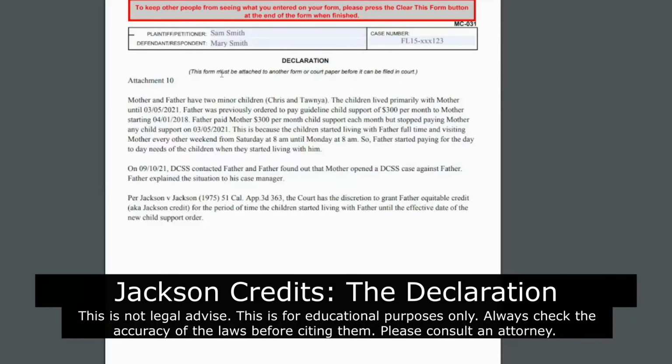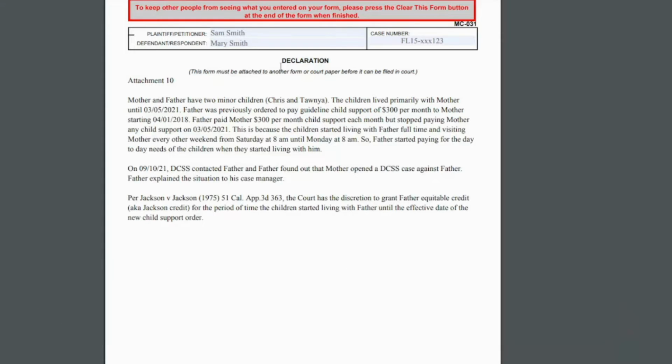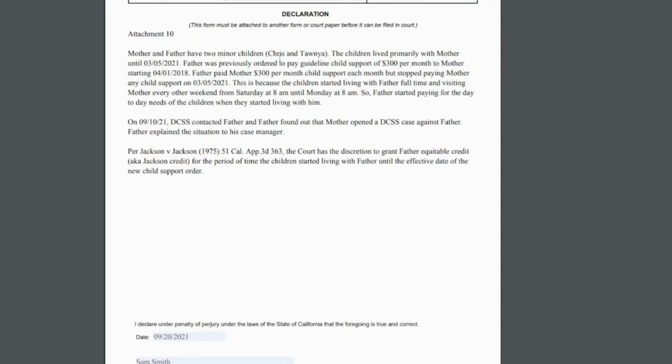Because the facts in support of Dad's motion won't fit on the request for order, we use this declaration, which is also a Judicial Council form. We wrote attachment 10 and we explain the facts on this page, and then we give the law. And that is the case of Jackson v. Jackson, 1975, 51 Cal.App.3d 363.